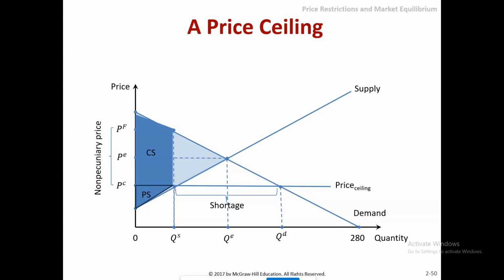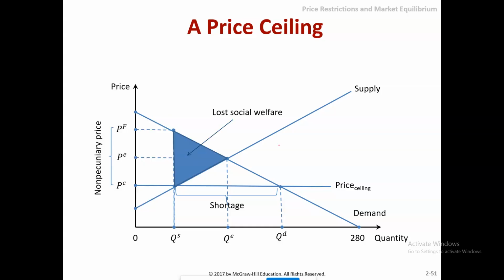Producer surplus is the area above supply, below price, enclosed by the vertical axis. So this trapezoid area is the summation of social welfare. Compared with the original one, nobody gets the triangle area. This is called social deadweight loss. Nobody gets it.